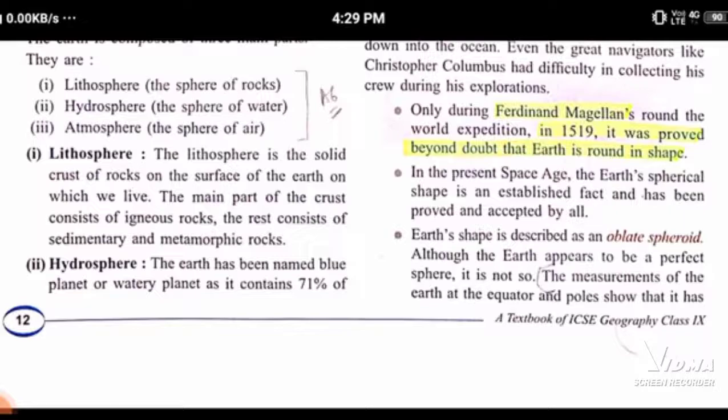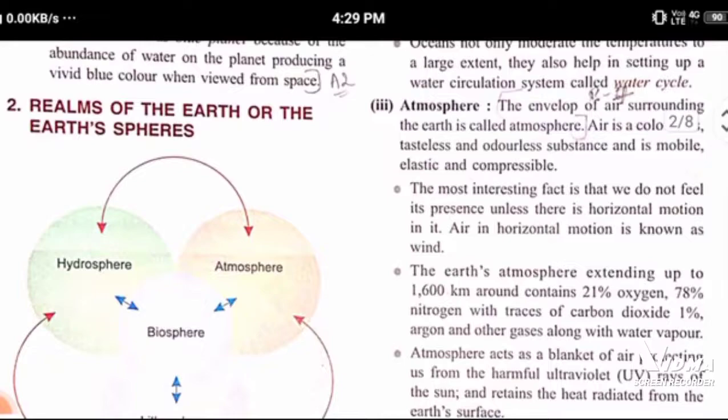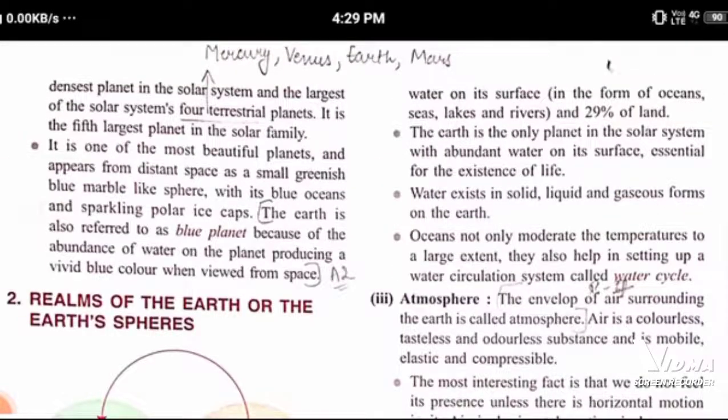The Earth contains 71% water on its surface in the form of oceans, seas, lakes, and rivers, and 29% is land. The Earth is the only planet in the solar system with abundant water on its surface, essential for the existence of life.